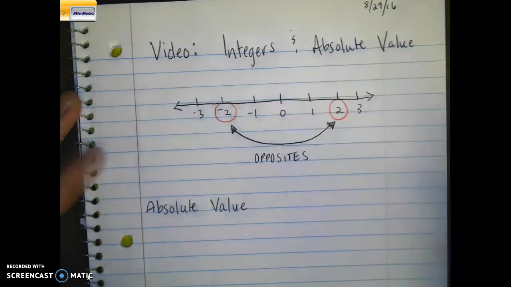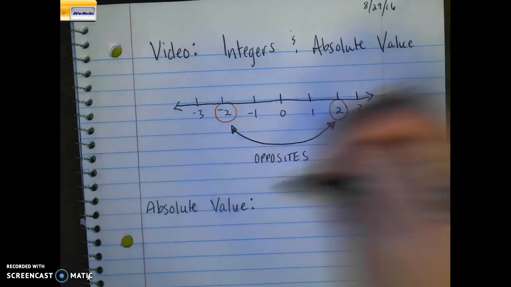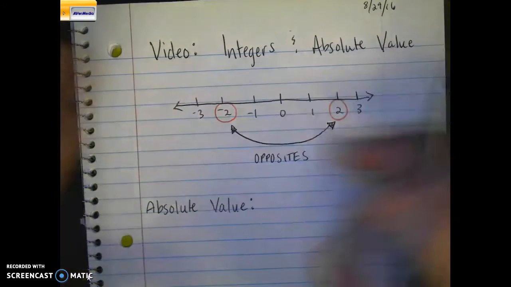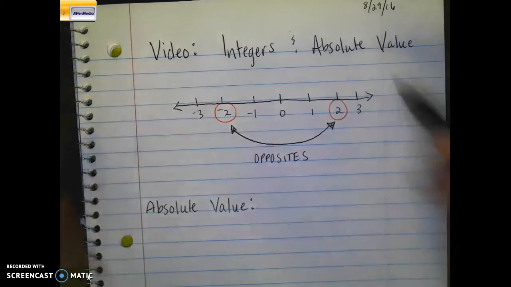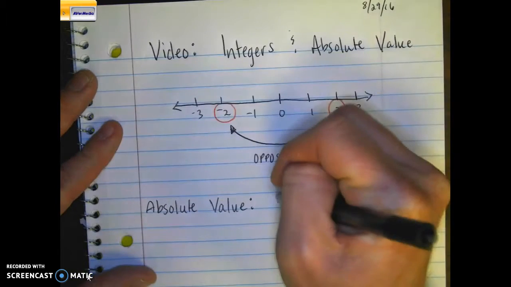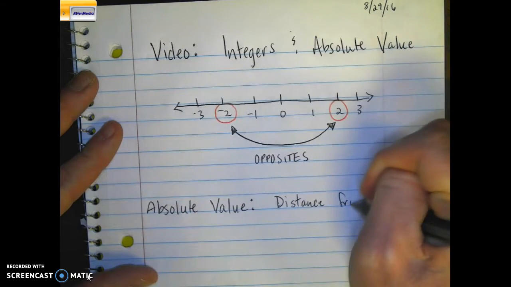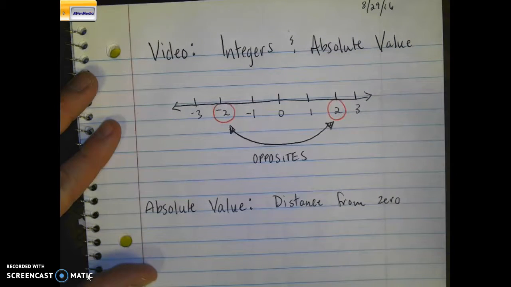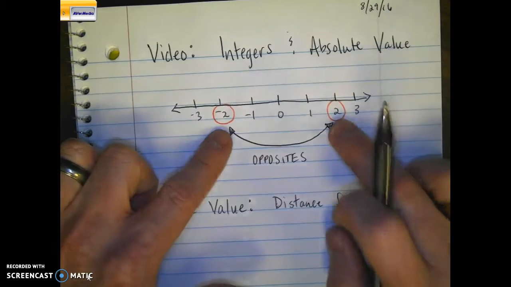Absolute value, which everyone that I've talked about this with said they learned about last year. So I'm just going to go with what you learned last year. And like I said, we'll explain it and apply it more to real life situations when you come to class. But absolute value is essentially the distance from 0.